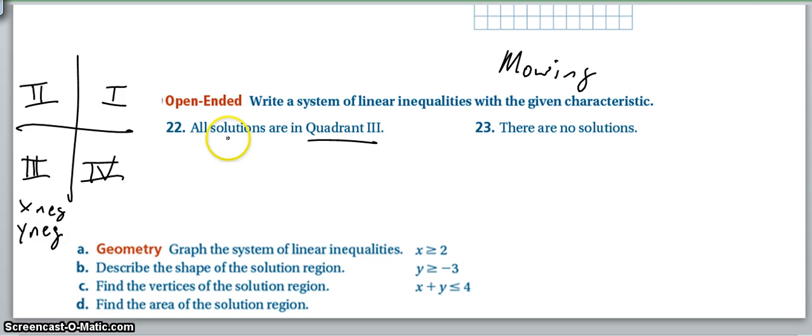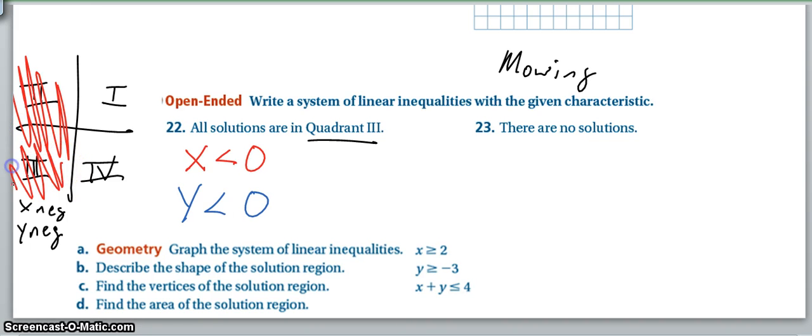So if we were to write inequalities to represent that, go ahead and try for a moment, see what your x and y inequalities would be. So if it needs to be in the quadrant and not on the axis, then my x's would all be less than 0. And my y's would all be less than 0 also, because my x's being less than 0 shades all of this out here. And then my y's being less than 0 shades all of this. So the overlap then becomes that quadrant 3. Go ahead and try 23 where there are no solutions.